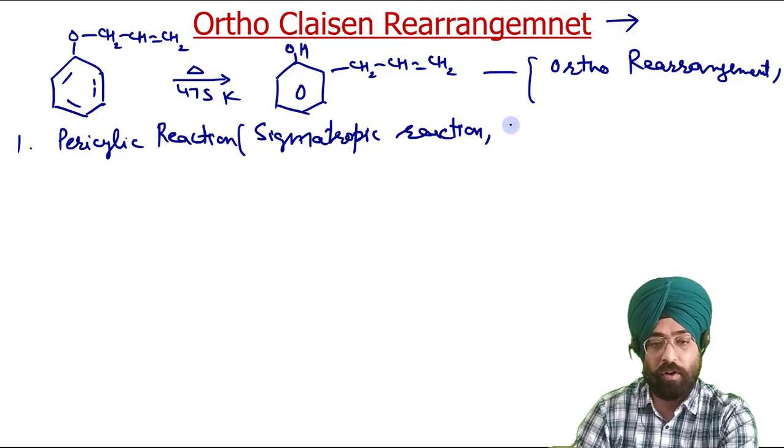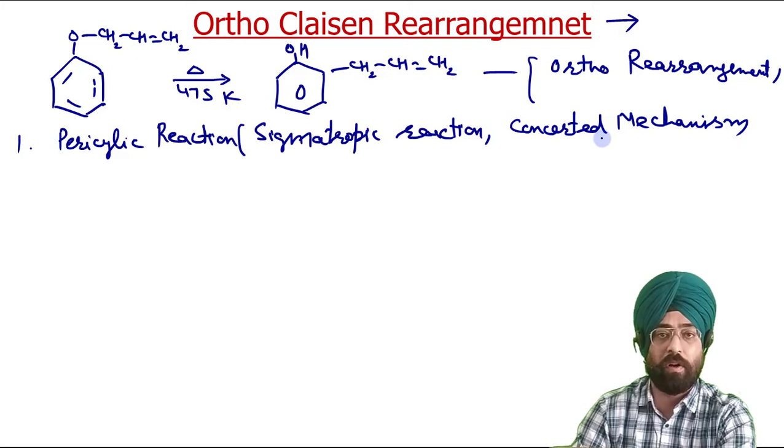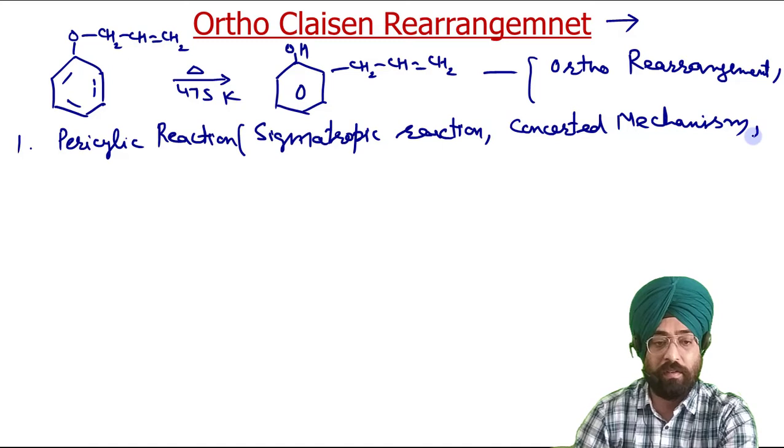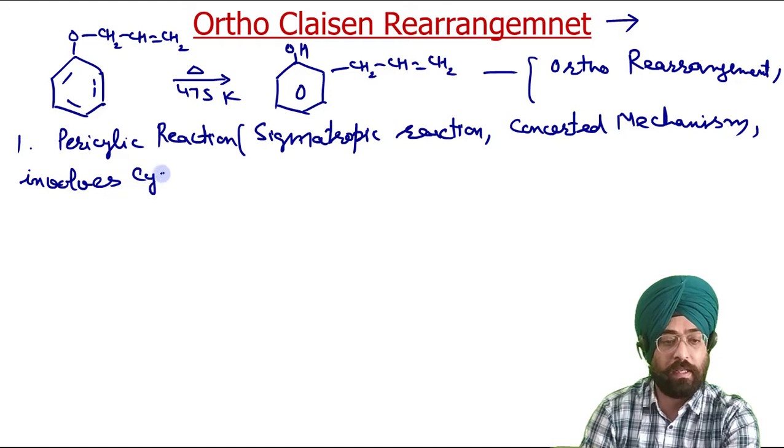And it is a concerted mechanism. First of all, it is a concerted mechanism because these are the requirements for a pericyclic reaction. Concerted means bond formation and bond cleavage occur simultaneously. Second thing is it involves a cyclic transition state. And it does not require any catalyst.